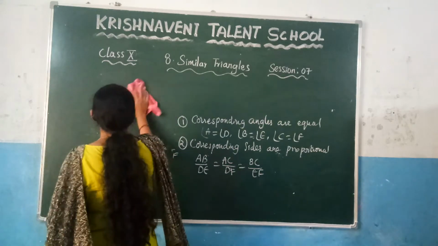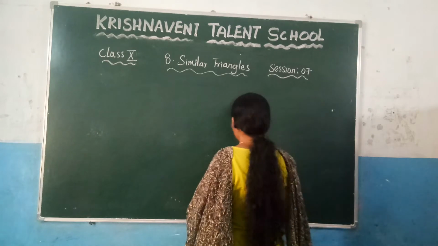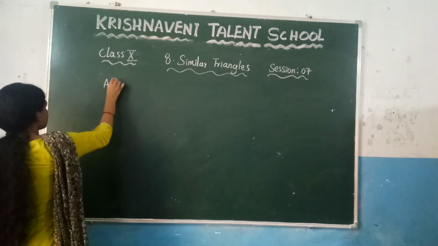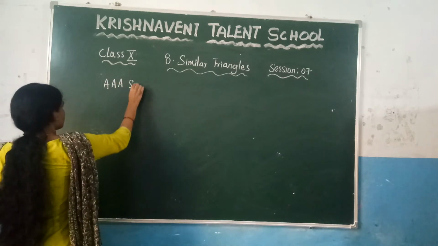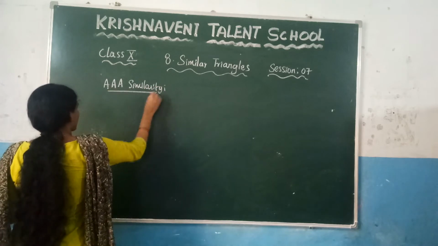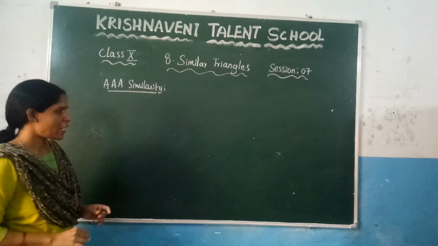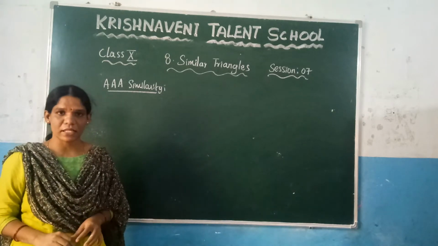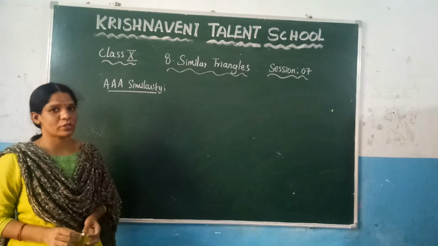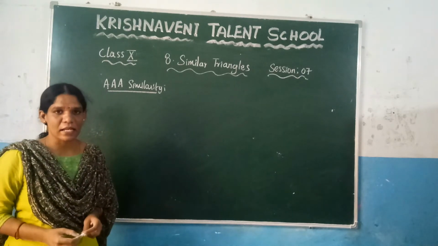Now see the theorem of angle similarity. What this theorem says is, if you consider any two triangles and if the corresponding angles are equal, then the corresponding sides are proportional, and we can say that those two triangles are similar. This is the statement of angle similarity.